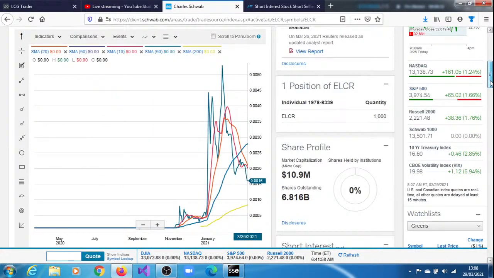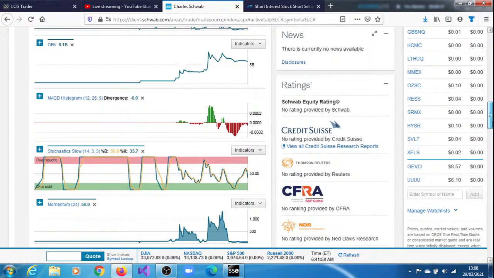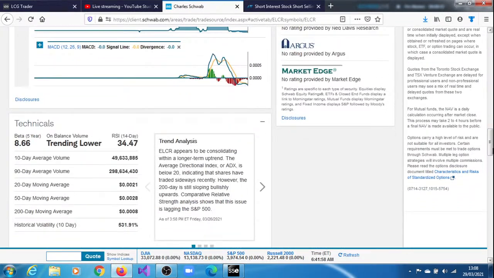Okay, let's see. Yes, definitely correct. Consolidating. The average directional index, or ADX, is below 20, indicating that shares have traded sideways. However, the 200-day trend line is still bullishly upwards. It's also lagging the S&P 500.